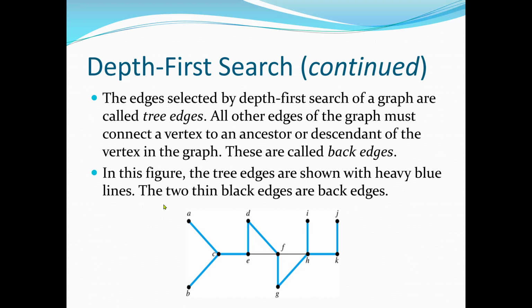Also in this figure, the tree edges are shown with the heavy blue lines, and the two thin black edges are called the back edges. All other edges of the graph must connect a vertex to an ancestor or descendant of the vertex in the graph. These are again called the back edges, the black ones.